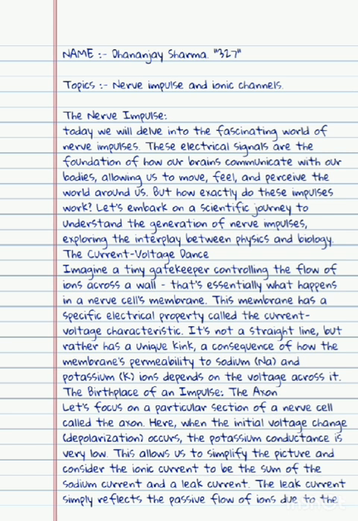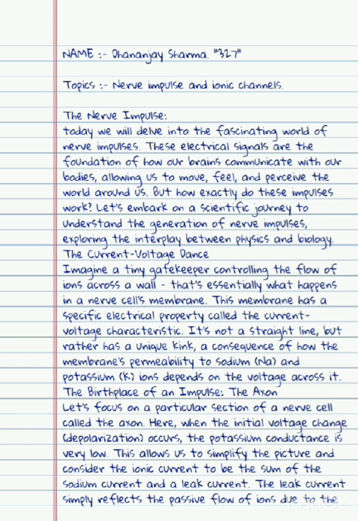The current-voltage dance. Imagine a tiny gatekeeper controlling the flow of ions across a wall. That's essentially what happens in a nerve cell membrane. This membrane has a specific electrical property called the current-voltage characteristic. It's not a straight line but rather has a unique kink, a consequence of how the membrane's permeability to sodium and potassium ions depends on the voltage across it.